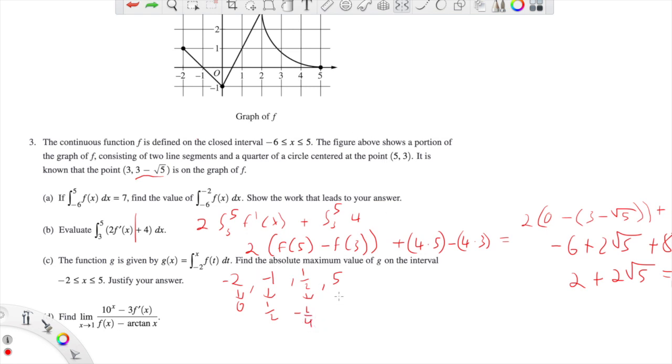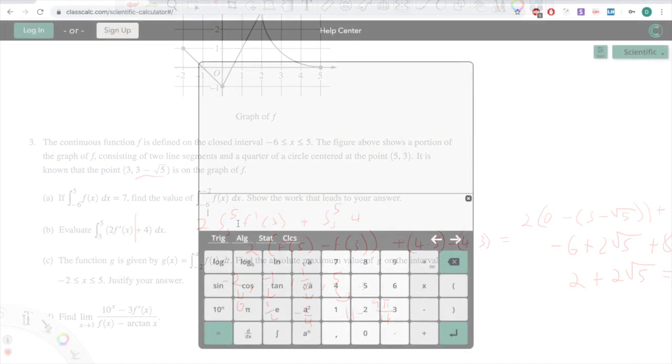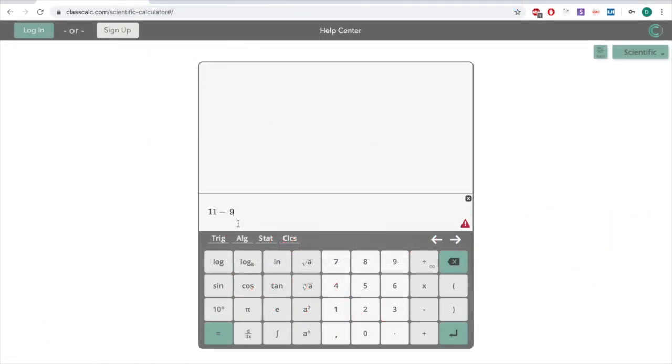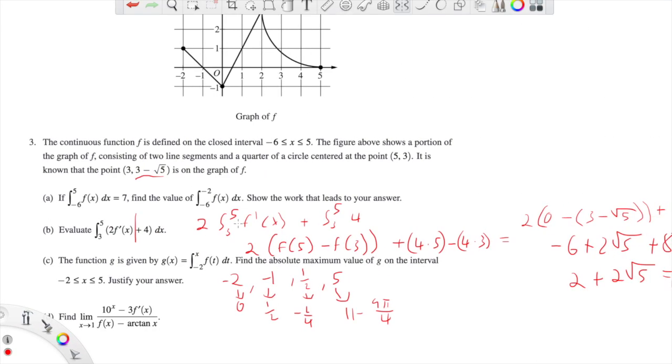And so looking at x equals 5, that's going to be the integral of the entire graph, which was at least part of the answer to part A, which was 11 minus 9 pi over 4. And you can just tell graphically that that's going to be at least greater than a half, right? And we can check that against the calculator just in case. Which gives us 3.93, which is going to be greater than half. So at x equals 5, it's going to be the global maxima, and it's going to be this.